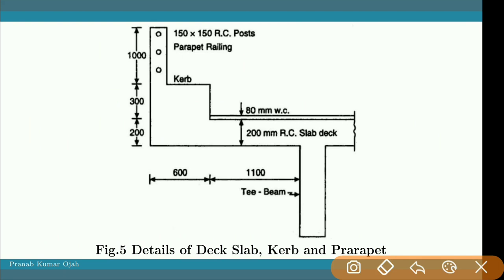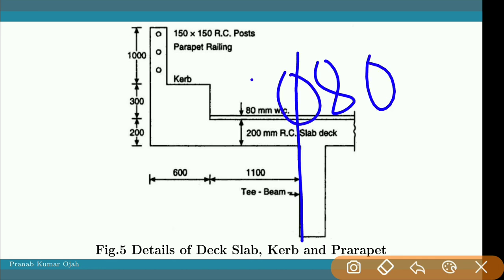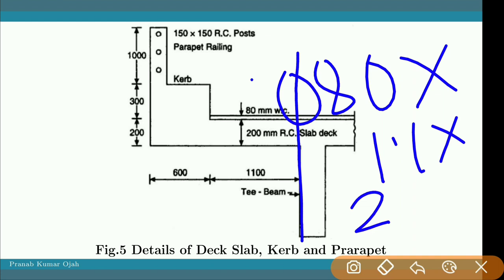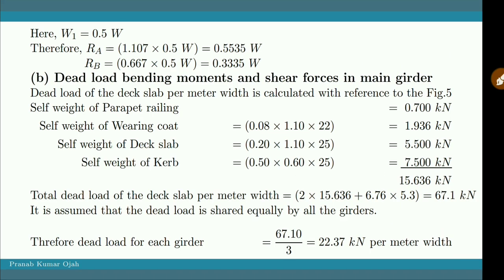So remember, in this calculation, all the calculations will be done from the face of the outermost longitudinal girder. So for wearing coat, 80 mm is the thickness, which is 0.08 meter, which will be multiplied by the distance 1100 mm or 1.1 meter. Again it will be multiplied by the self weight, which is 22. So it comes out as 1.936.